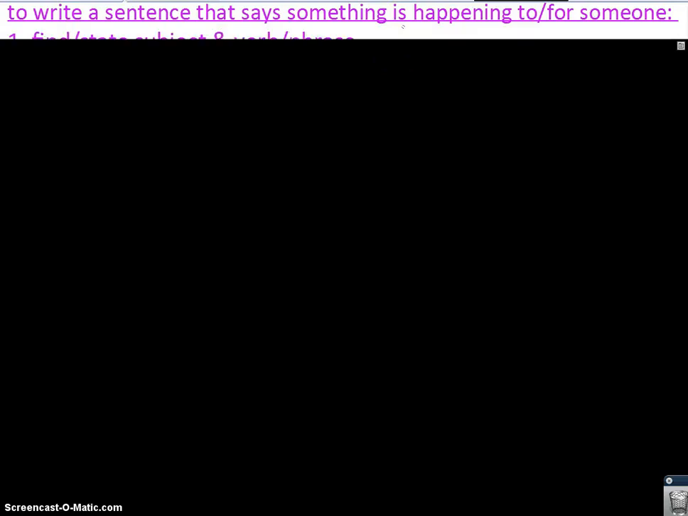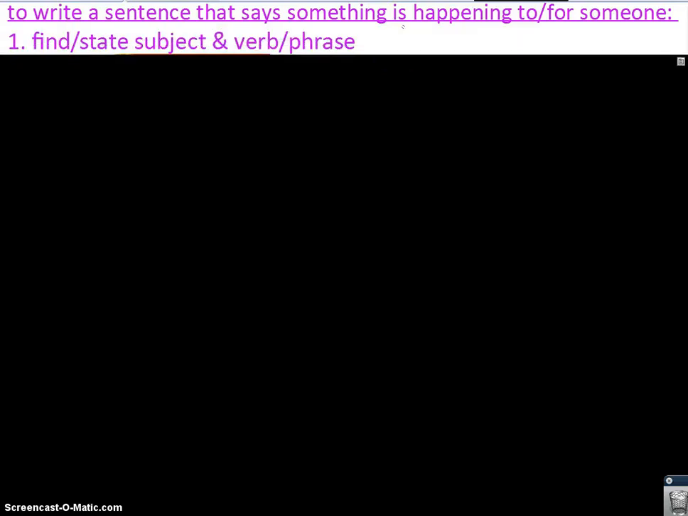Alright, so we need to know how to write a sentence that says something is happening to or for someone. There are steps. For some of you, this will just make sense, but for some of you, you'll need to follow the steps. So write this down in your notes. Step 1. Find and state the subject and verb phrase.